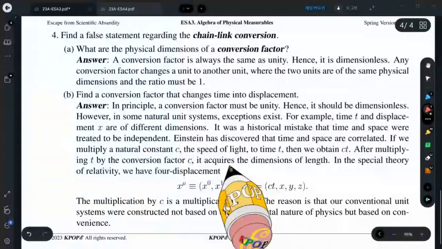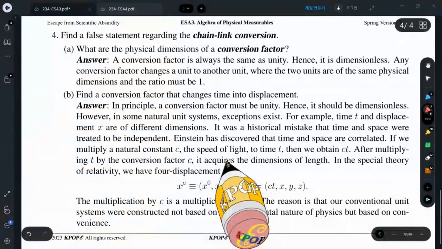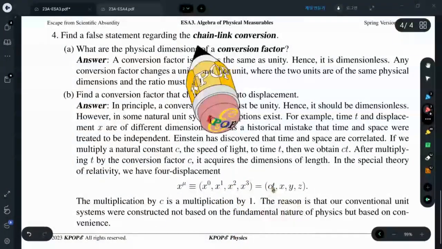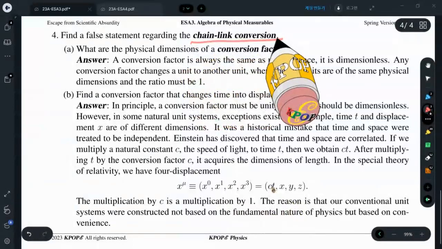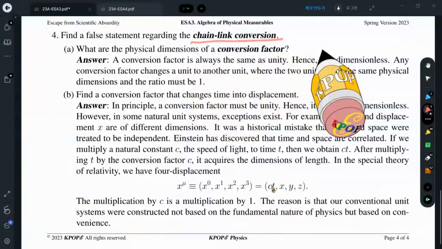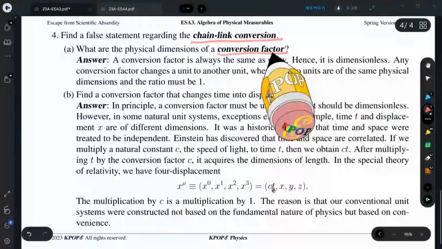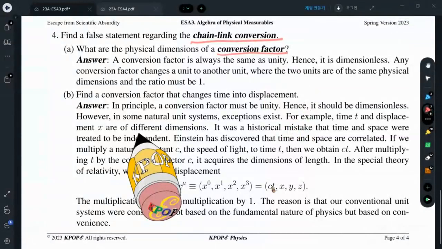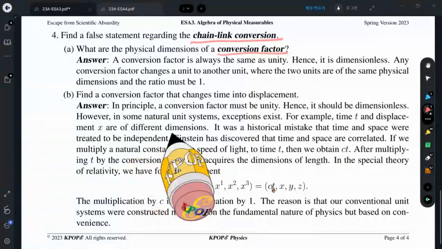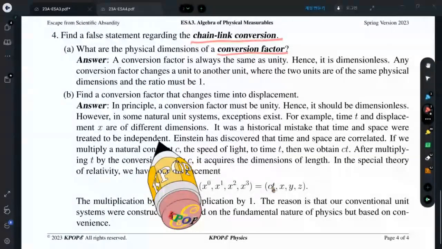Finally, find the false statement regarding the chain link conversion. Chain link conversion is multiplying as many conversion factors as possible to convert one unit to another. However, changing a unit from another usually does not change the physical dimensions.